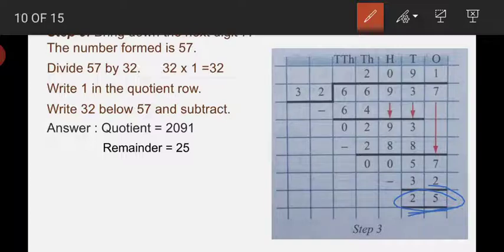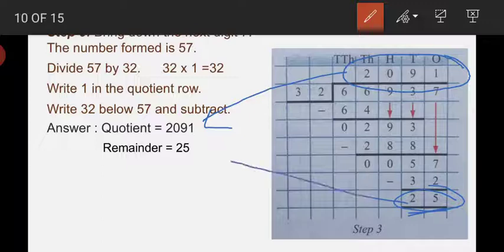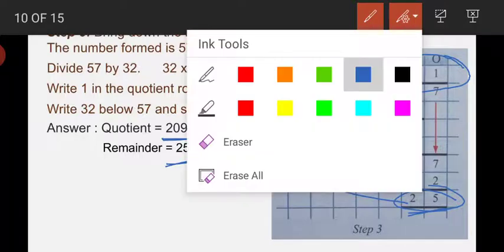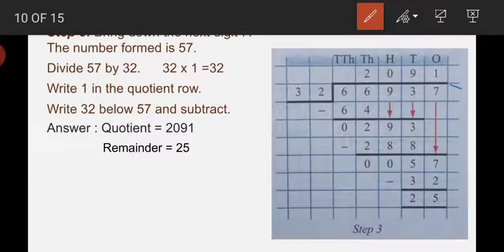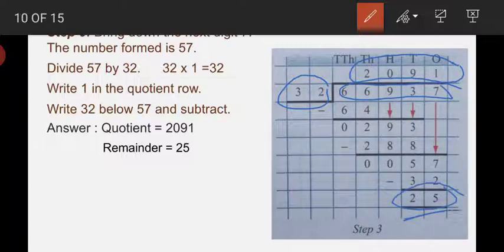So we can say that the number written here is known as the quotient, and the number left over is known as the remainder. So the quotient is 2091 and the remainder is 25. Again I am repeating the same. This number is known as the dividend. The number by which we are dividing is known as the divisor. This number is known as the quotient and the number left over is known as the remainder.